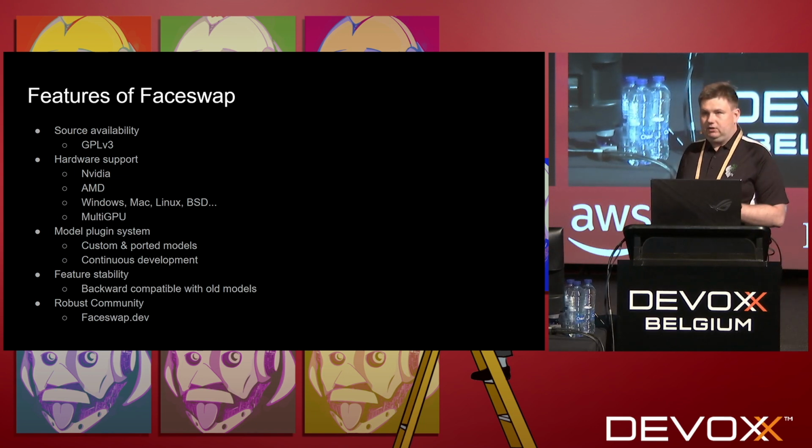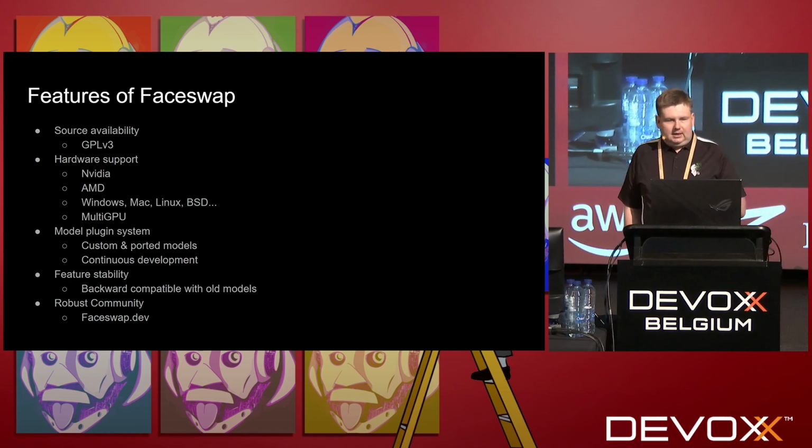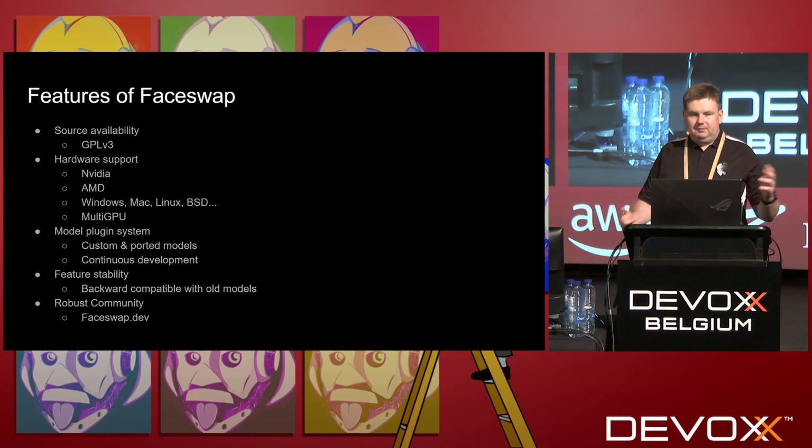We have very good feature stability. We include backwards compatibility with previous models for as long as we feasibly can. We do let people know, and of course you can run an older version of Faceswap if you need a particular feature that no longer works with the newer ones, or if you have an old model. But we do work to keep that backwards compatibility intact.